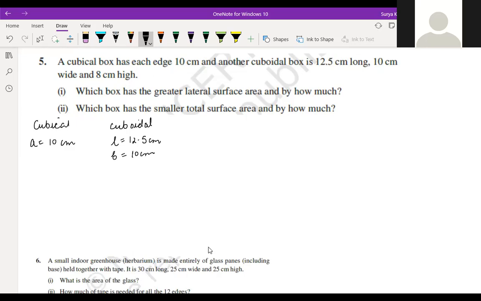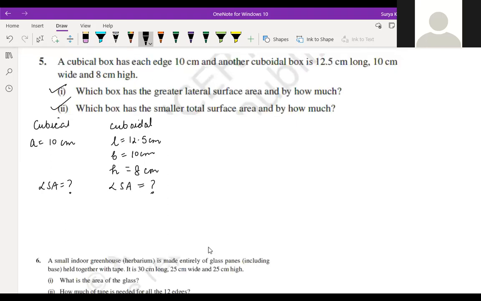So what is the difference between cubical and cuboidal? Cubical is all sides are equal, and cuboidal is length, breadth, height, all three are different. For cubical, all the three dimensions are equal, right? Yeah, length, breadth, height, all three are equal. Okay, sir. So in the question, they are asking which box has greater lateral surface area and by how much? And second question, which box has smaller total surface area and by how much? So this you can do at home, children. LSA you can find for both. You can find LSA for this one and LSA for this one.